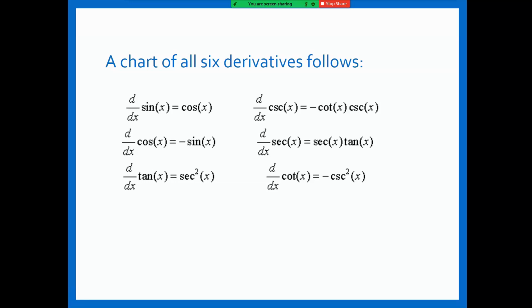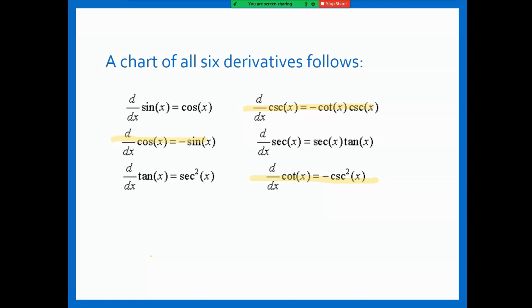The derivative of all trig functions that start with C are negative. So derivative of cosine is negative sine. Derivative of cosecant is negative cotangent cosecant. Derivative of cotangent is negative cosecant squared.